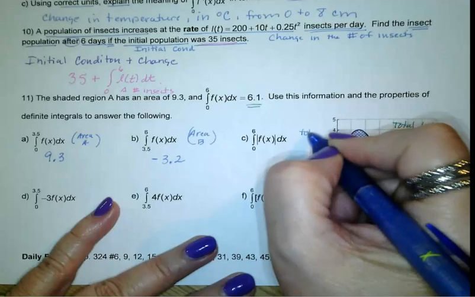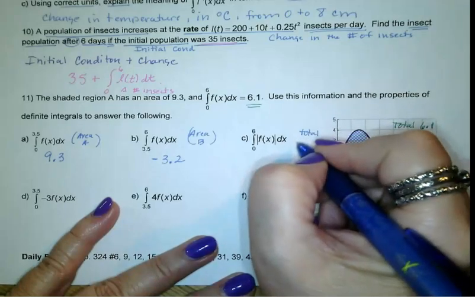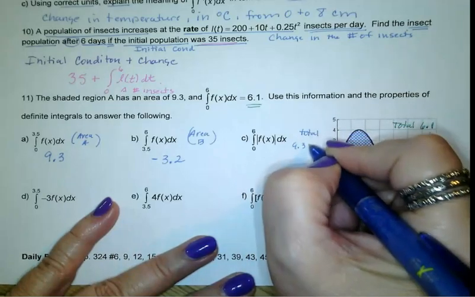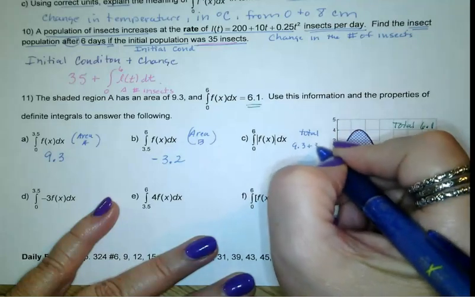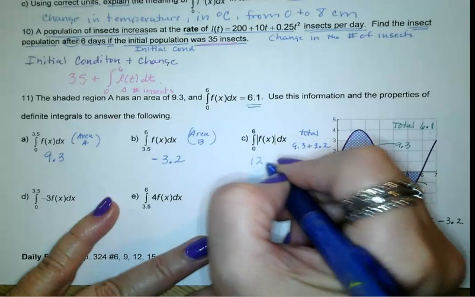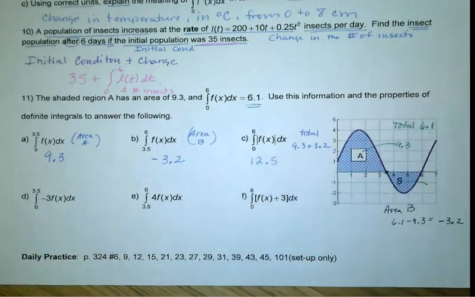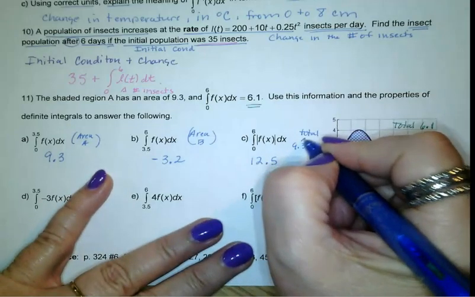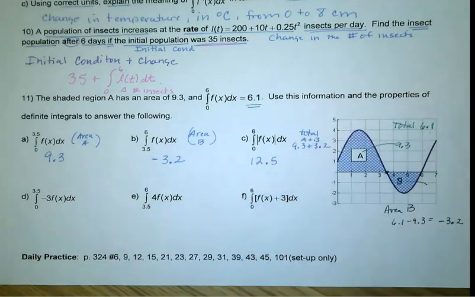I'm going to add the 9.3 from A to 3.2 from B. And when I add those together, I get 12.5. Okay, so why don't I worry about the negative? Because absolute value bars tell me not to worry about the negative, and that's just the total. So I'm adding A plus B.